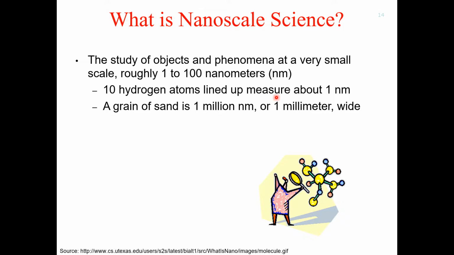Similarly, the most familiar example is a grain of sand. A grain of sand is almost 1 million nanometers in size. One million nanometers is equal to 1 millimeter wide. One grain of sand is the most familiar example of a material. If you take that in your hand, it is equal to 1 million nanometers, or in other words, 1 millimeter.